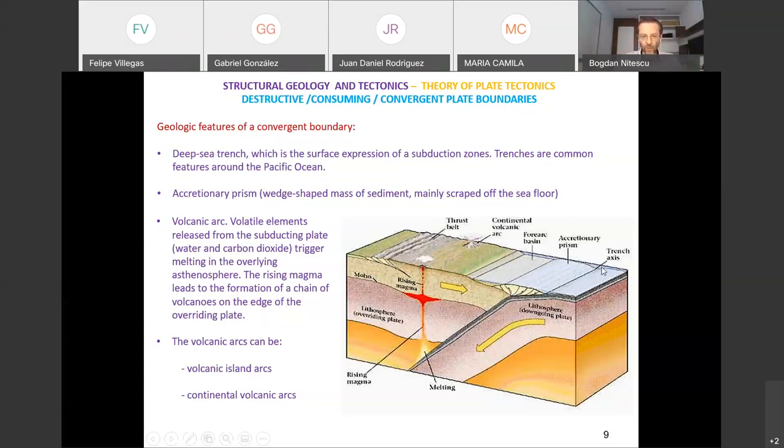But here, first of all, you have the trench axis. So this is a deep sea trench. This is the topographic expression of the beginning of the subduction zone. As you know, in the Pacific Ocean, you have the Mariana Trench, Kuril Trench, Fiji Trench, all these trenches, the Mariana Trench being the deepest, 11 kilometers down. Recently someone went there with a submersible. So these are the deep sea trenches. It's the topographic expression of the place where subduction initiates.